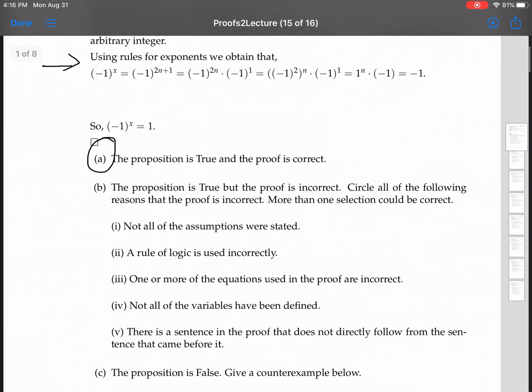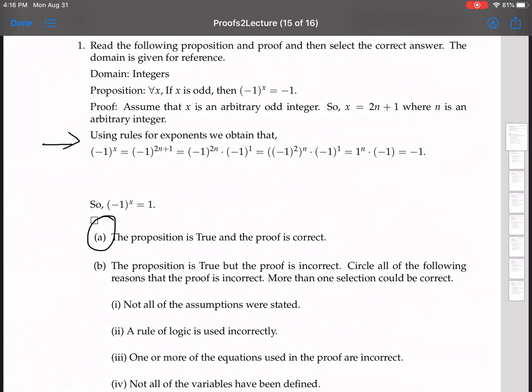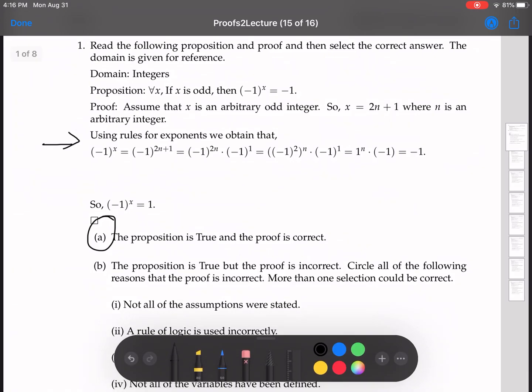Okay, so see this part here, part 4, not all of the variables have been defined. Okay, so we did define all the variables in this problem, and that happens right here. x equals 2n plus 1. That follows directly from the fact that x is an arbitrary odd integer. Okay, so because x equals 2n plus 1, where n is an integer, this first part here is just substitution. We're substituting 2n plus 1, which we said is equal to x, in for x there. You see that? I get to the next line.